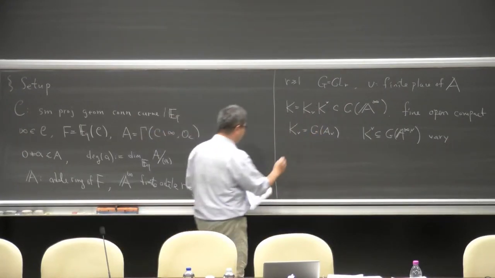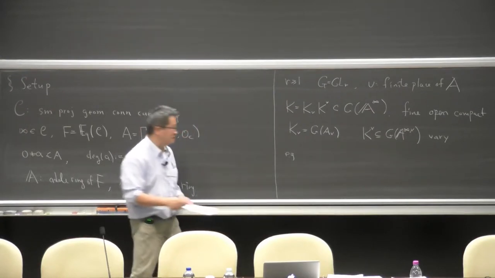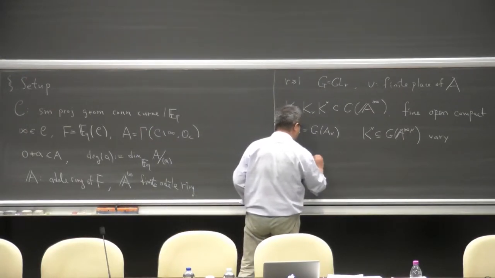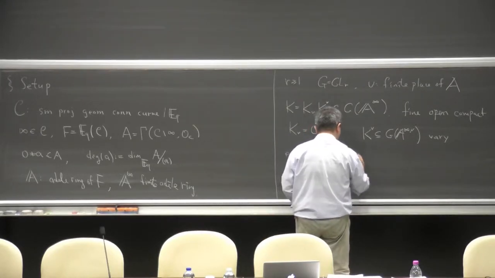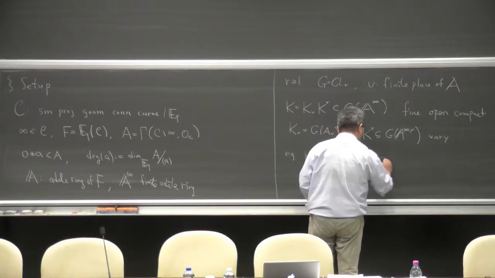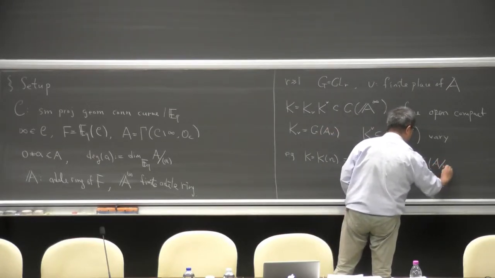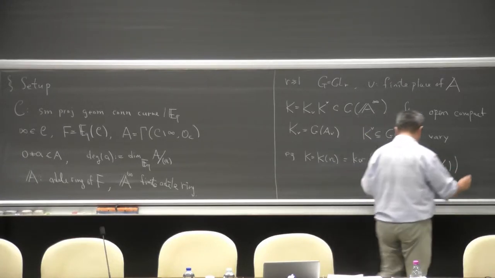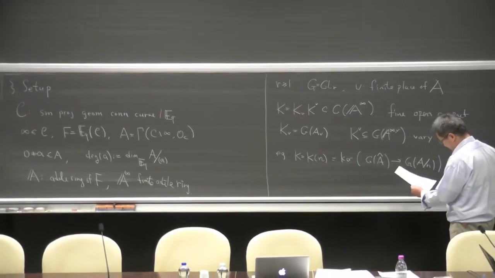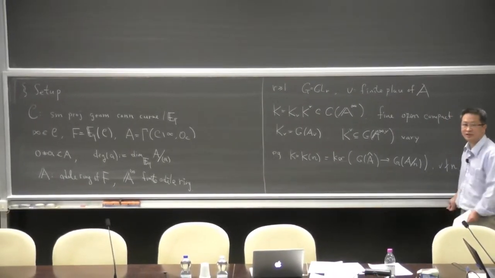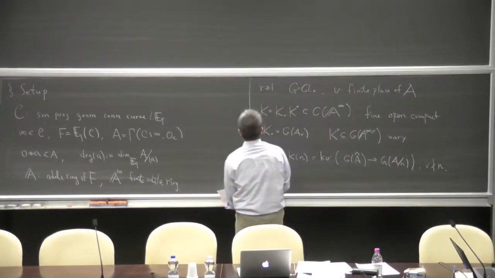A typical example of K is the principal congruence subgroup. For example, K equals K_n, which is just the kernel of GL_r of A-hat mod n. Here we require that n is prime to v. This is the principal congruence subgroup.